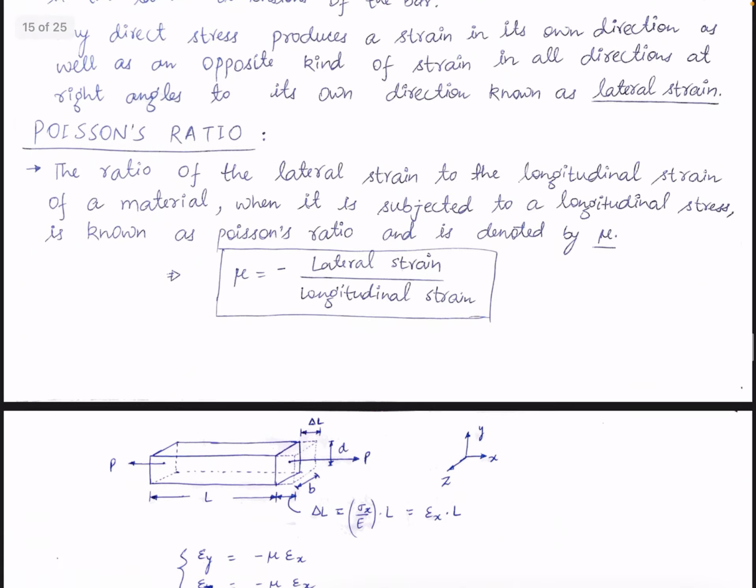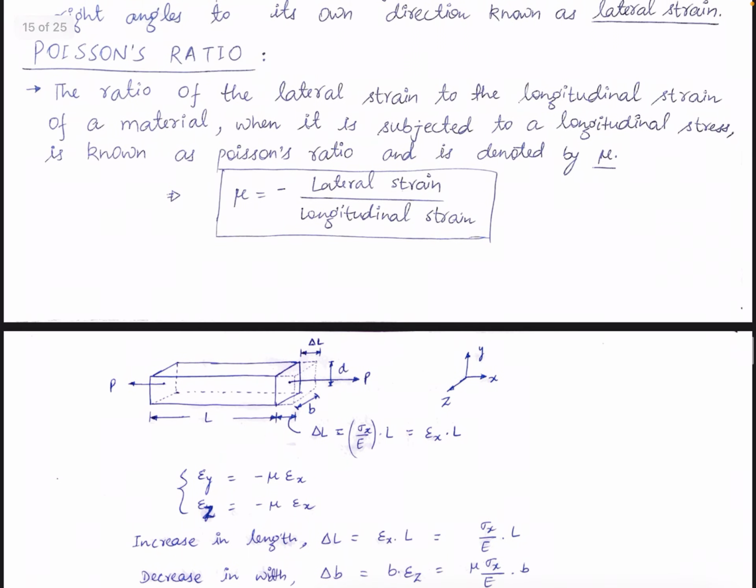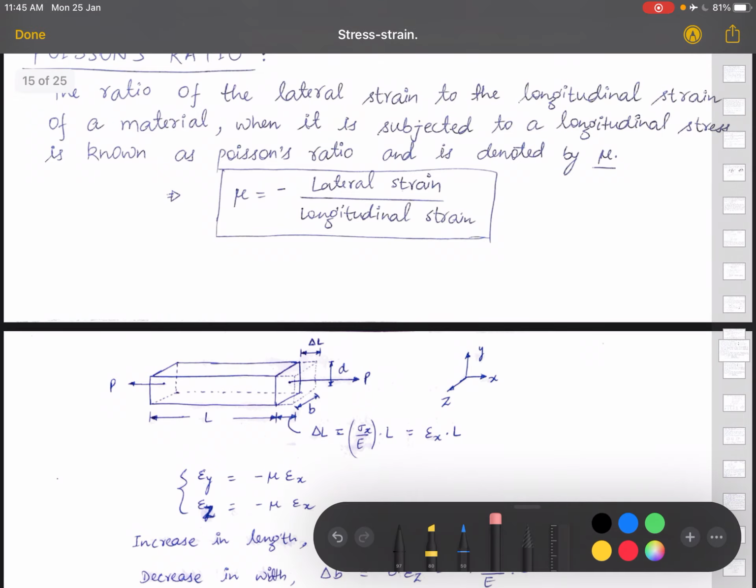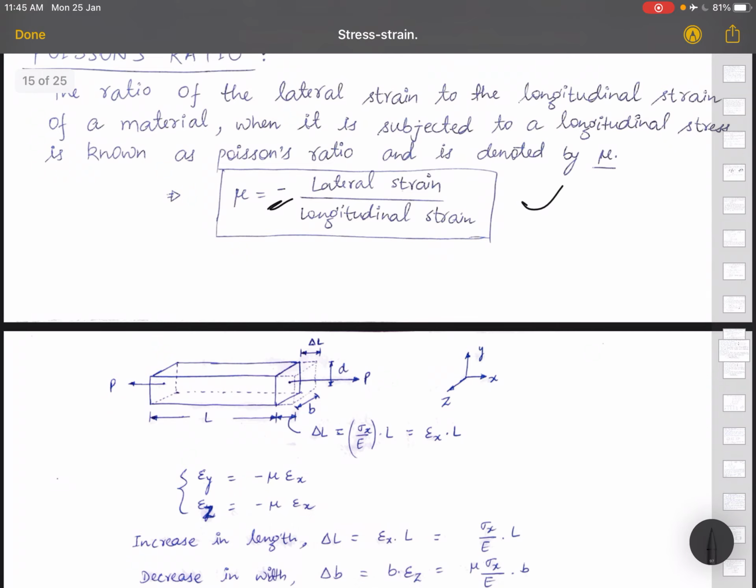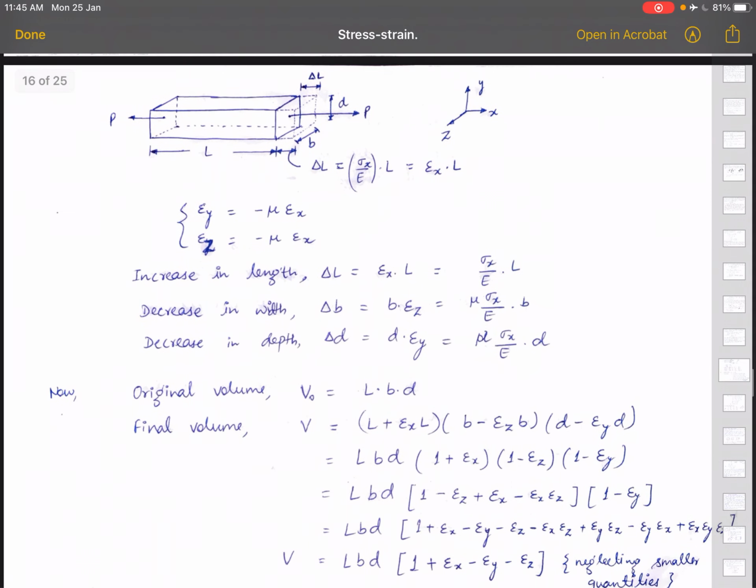So to explain in more detail, we have to check what Poisson's ratio is. The ratio of lateral strain to longitudinal strain of a material when it is subjected to longitudinal stress is known as Poisson's ratio, and it is denoted by mu. As the longitudinal strain and lateral strain are of opposite nature, a minus sign is given to make this modulus positive. Now consider this diagram.